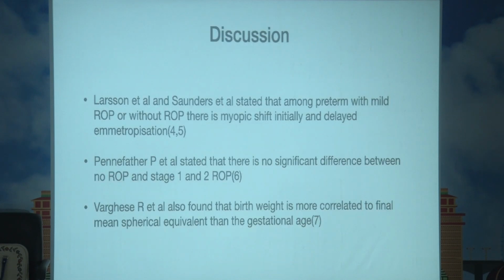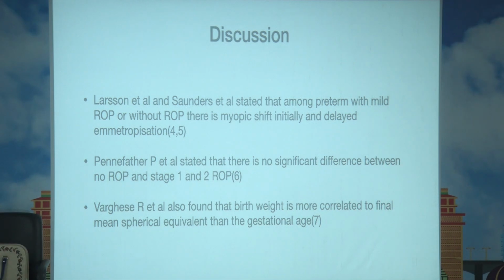So coming to the discussion, Larson et al. and Saunders et al. stated that among preterm with mild ROP or without ROP, there is a myopic shift initially and delayed emmetropization, which was seen in our study. And Pennefather P. et al. stated that there is no significant difference between the no ROP and stage 1 and 2 ROP. Varghese R. et al. also found that the birth weight is more correlated to the final mean spherical equivalent than the gestational age, which is according to our study.